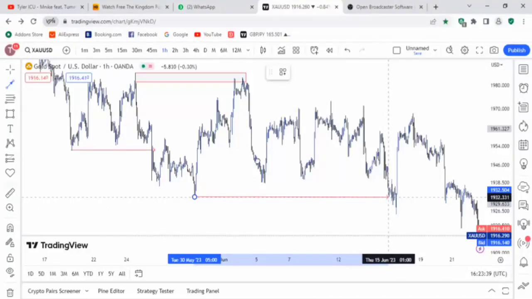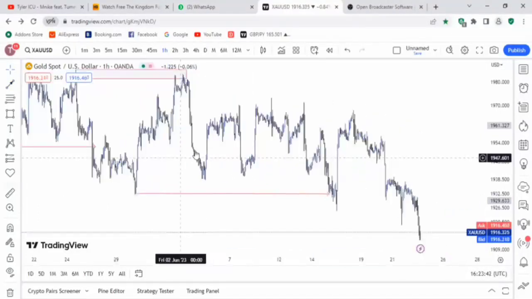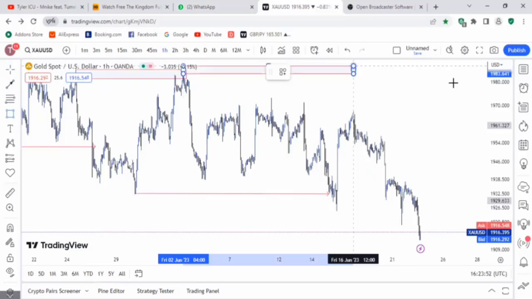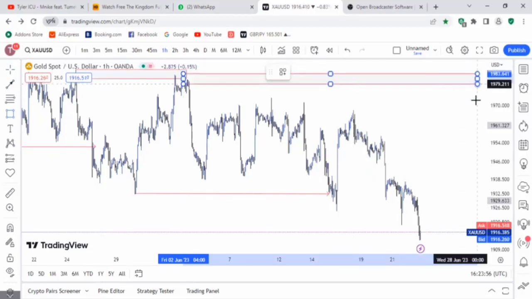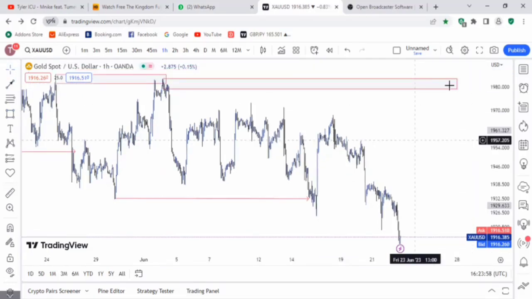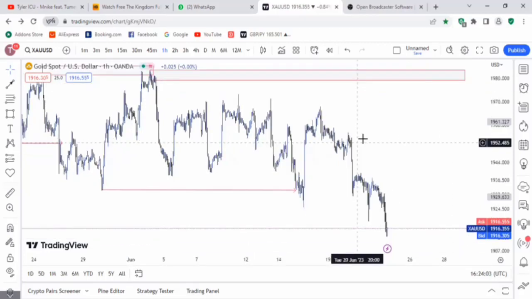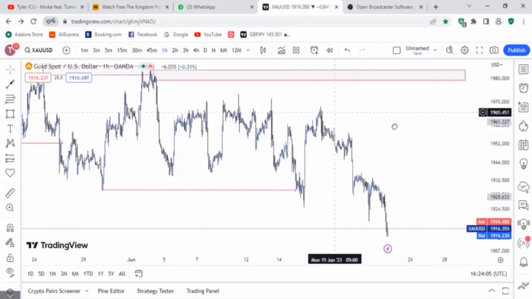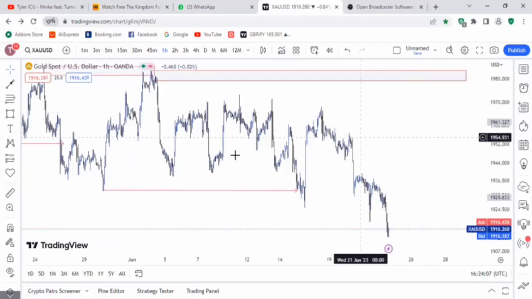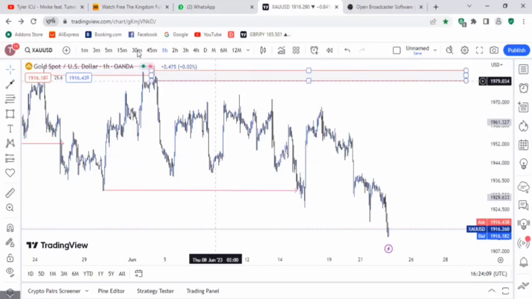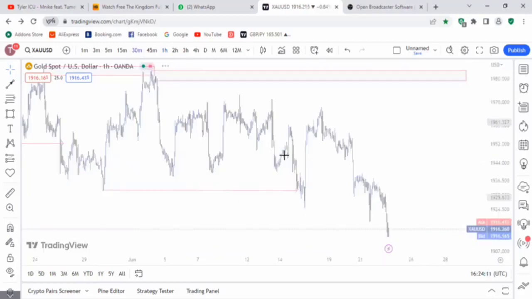After this break of market structure here, we're going to have our order block. This is our order block. So we are still waiting for this sell opportunity. Again, there was a small setup that played out from this zone.